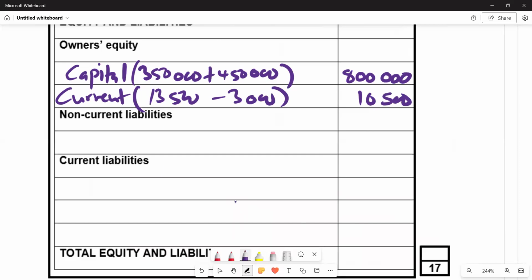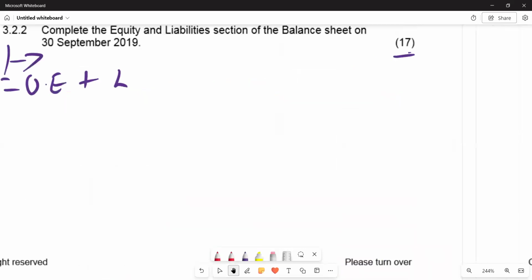And if we add the two, 800,000 plus 10,500, we're going to get 810,500. So this is the owner's equity balance that we have. Then to go to non-current liabilities, obviously we are going to look for the figure for loan representing our non-current liability.